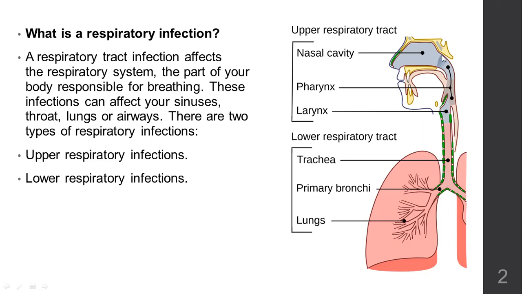This nasal cavity, pharynx, and up to the larynx make up the upper respiratory tract. The trachea, bronchi, and lungs make up the lower respiratory tract.